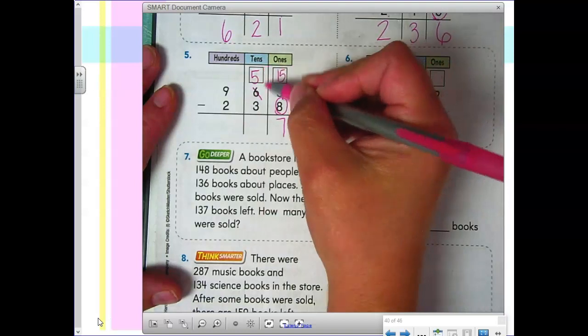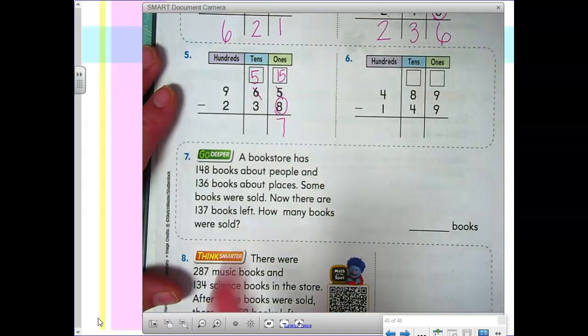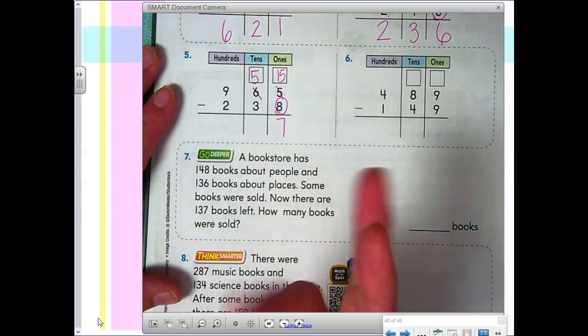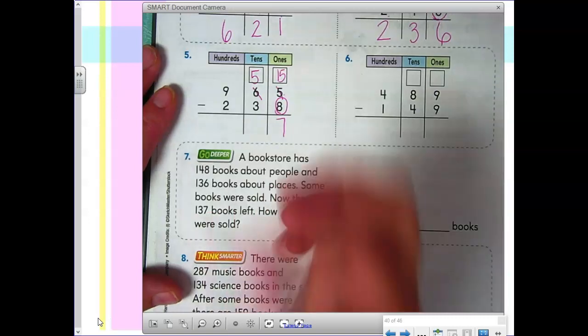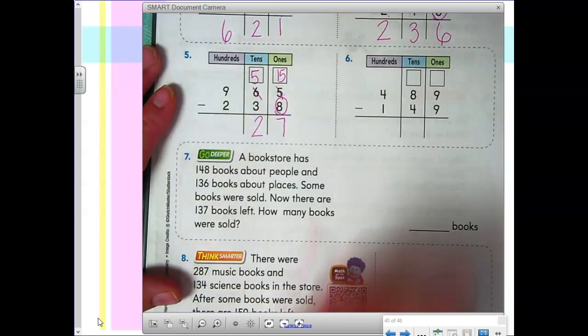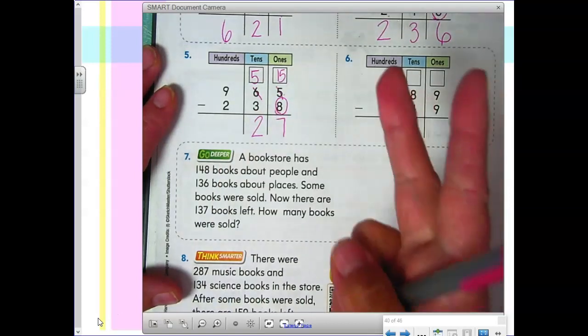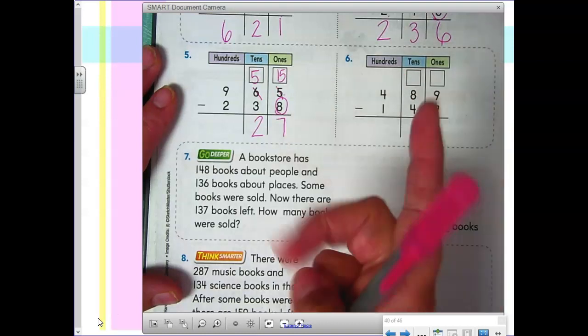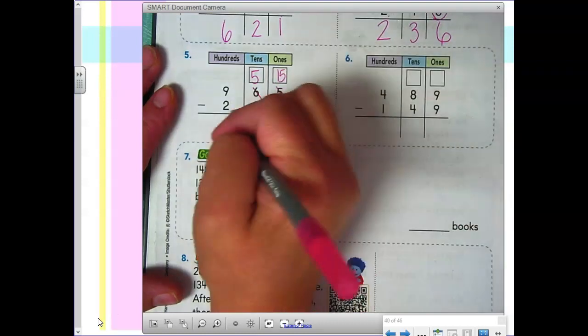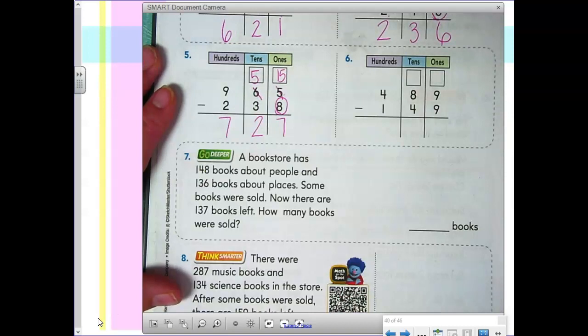Tens place. 5 minus 3. 5, 4, 3, 2. And then in the hundreds place, 9 minus 2, 9, 8, 7. What's our answer? 727. All right, I want you to pause the video and try number 6. When you're ready, press play.